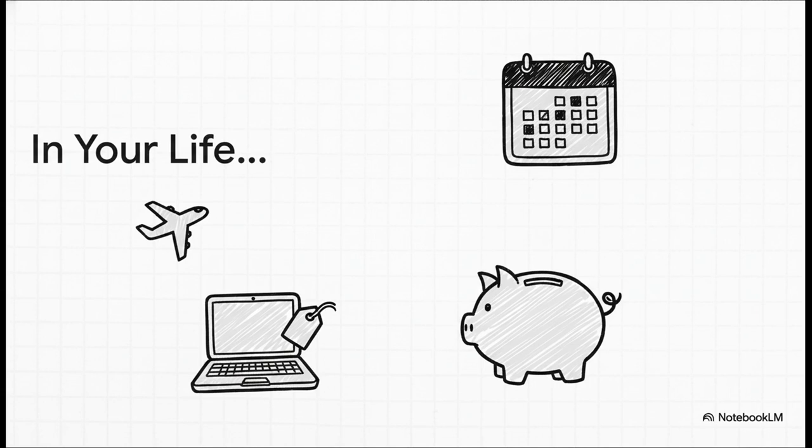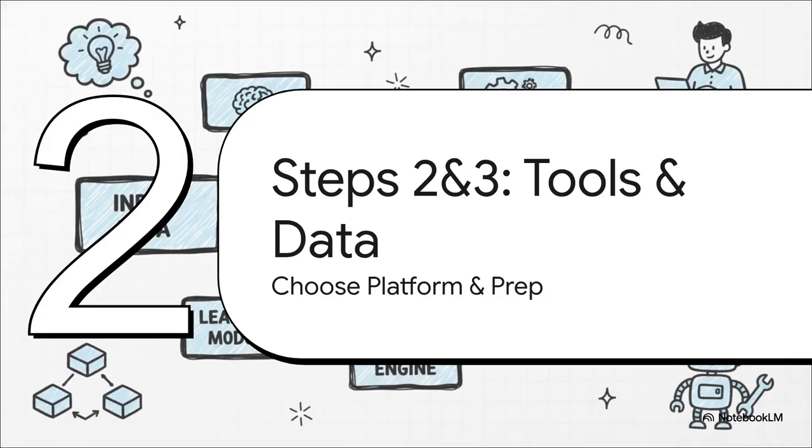And hey, this isn't just for your 9-to-5. You can use the exact same logic in your personal life. Imagine an agent that manages your family's calendar, or helps you stick to a budget, or even plans out your next vacation itinerary from start to finish. The possibilities are pretty endless. Okay, so you've picked a task. Awesome.